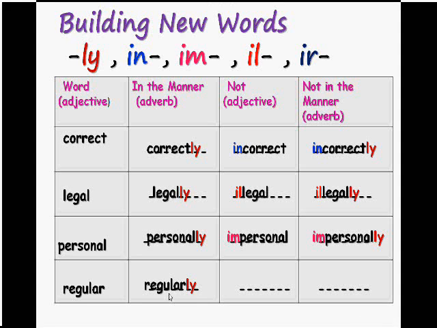Then in the manner of something, it will be regularly. If I want to negate the word, then it's going to be irregular. Remember again, why ir? Because the word starts with the letter R. And then not in the manner of, or an adverb, it is irregularly. Okay, so again, these are 3 or more ways to build new words by using the suffixes and the prefixes. Now let's have a look at some sentences where we are going to use new words.